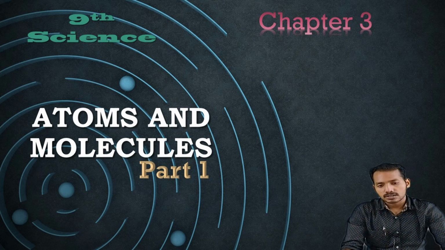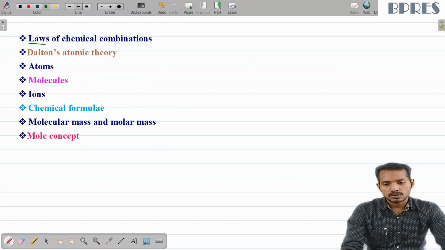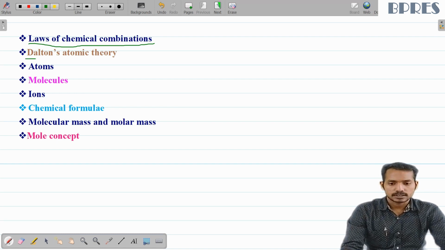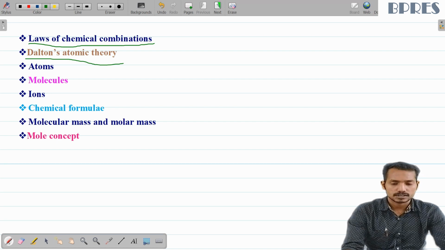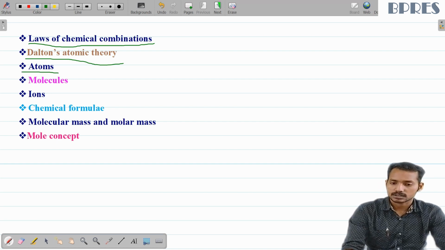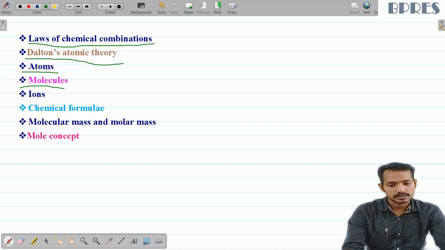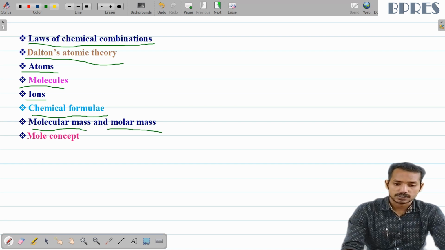So the major topics we are going to discuss in this chapter are laws of chemical combination. There are two laws we will discuss under this topic. Then Dalton's atomic theory, the first scientific atomic theory, proposed by the scientist Dalton. Next we will discuss what is an atom and the characteristics of an atom, then molecules, then the third category of particle, that is ions, then how to write the chemical formula of a substance, and how to calculate the molecular mass and the molar mass of a substance, and also the mole concept.